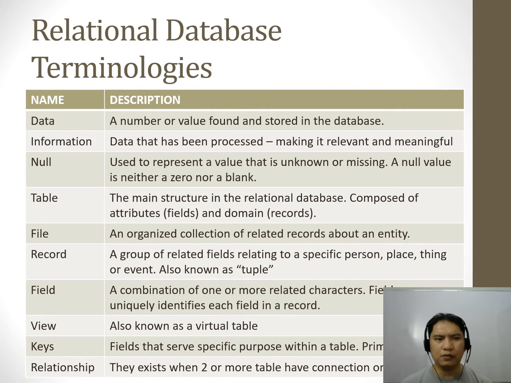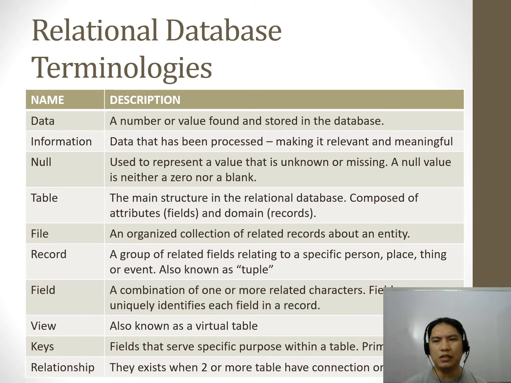Then we have the field. The field is a combination of one or more related characters. So a field name could uniquely identify each field in a record. Let's say, for example, your personal information. You have your first name, last name, middle name, birth date, and so on. All related to your personal record. View is actually a virtual table. We'll get to know more about that one later on.